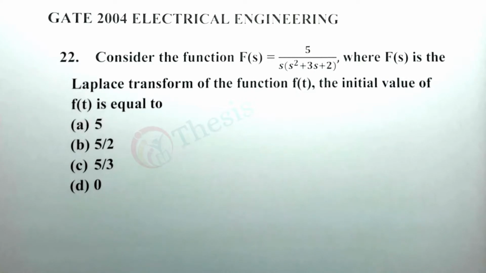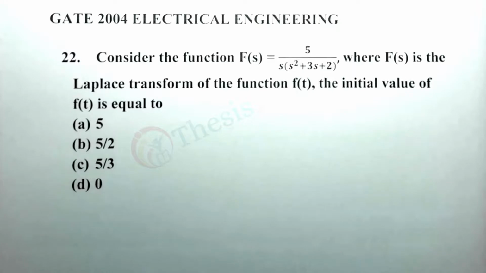Okay, here's the next question, number 22. Consider the function F(s) is equal to 5 divided by s into (s square plus 3s plus 2), where F(s) is the Laplace transform of the function f(t). The initial value of f(t) is equal to, so we have our four options, 5, 5 by 2, 5 by 3 and 0.